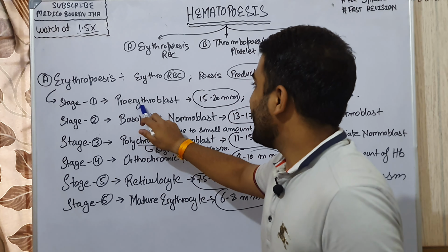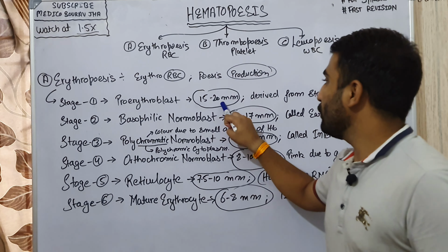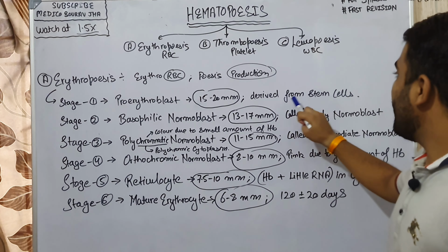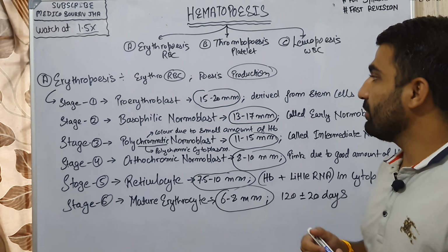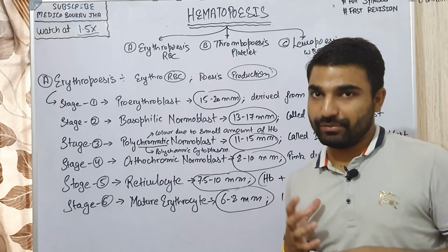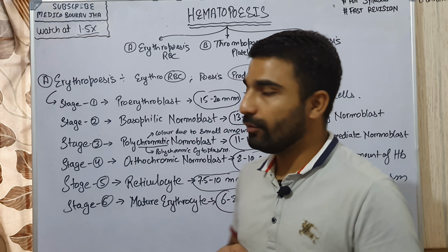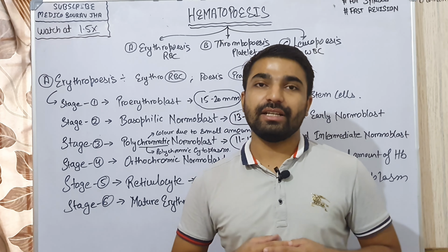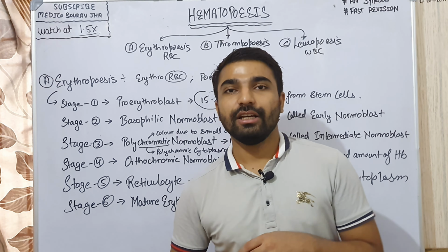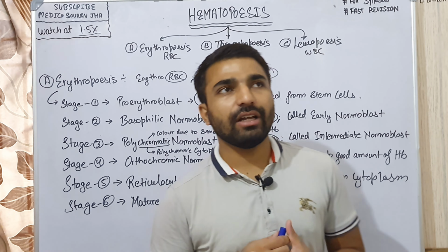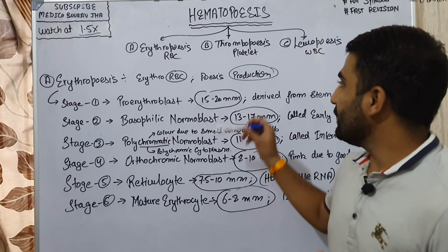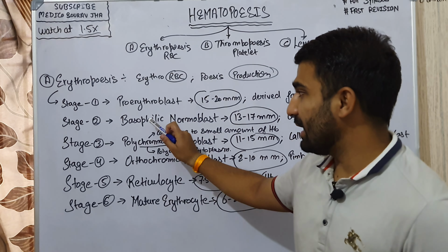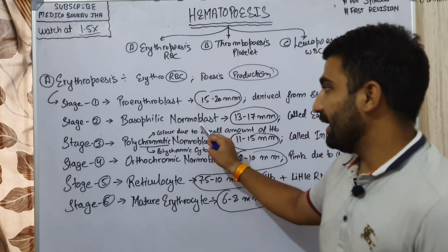Stage 1, pro-erythroblast stage, 15 to 20 millimeter stage, derived from the stem cells. Okay, just before it there was a stem cell in the bone marrow. There was a stem cell sitting in a bone marrow which decided abruptly one day that I want to become an RBC. Okay, so it started the process and became basophilic normoblast.